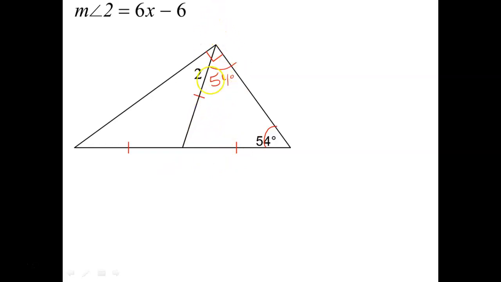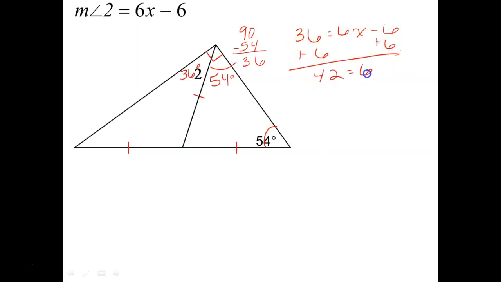All right, and then if this is 54, I know that these two have to add together to equal 90 because of the right angle. So 90 minus 54 is 36. So angle 2 is 36 degrees, and that's what we need to solve for x, okay? So 36 is equal to 6x minus 6. When I add 6 to both sides, I get 42 is equal to 6x.